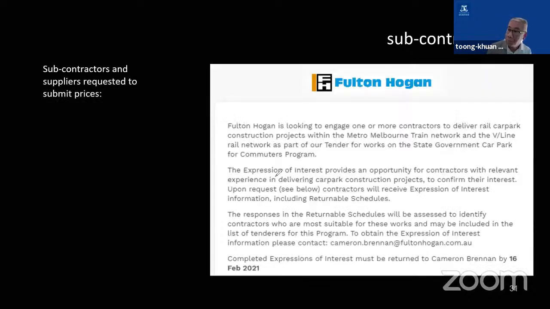This was today. I went online today, and you can see that if you are interested to work on this project with Fulton Hogan, they are looking to engage one or more contractors on the railway car park construction project. And you have to email this person by the 16th of February 2021. So that's in 2 weeks' time. So if you're interested in this particular project, you can submit your prices, or your expression of interest, to this particular company. All that information is freely available online.